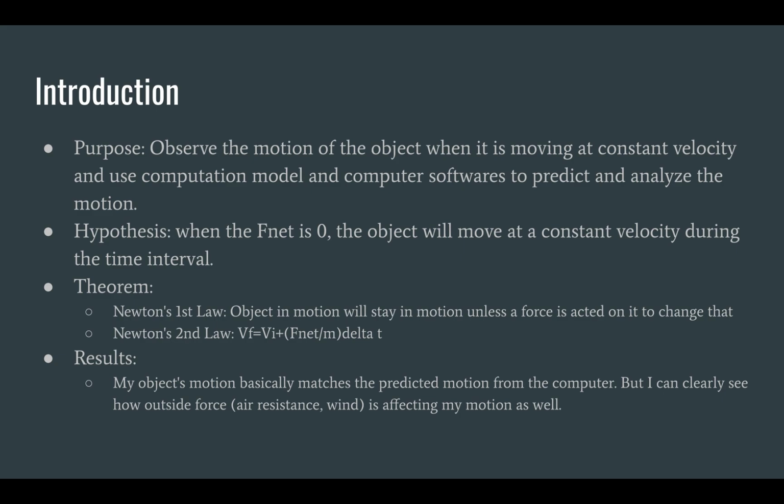And the result of my lab is that my object's motion basically matches the predicted motion from the computer, but I can clearly see how outside forces like air resistance and the wind are affecting my motion as well.